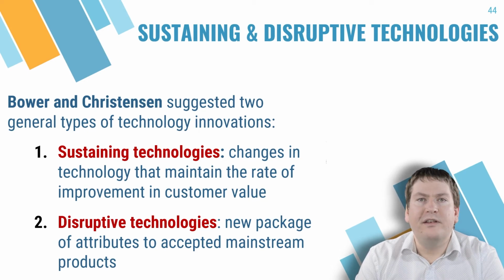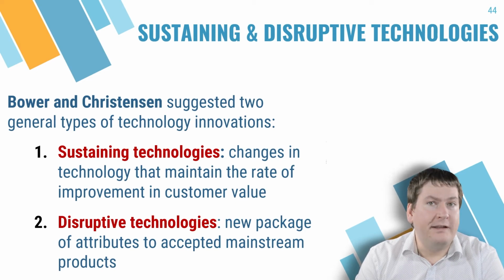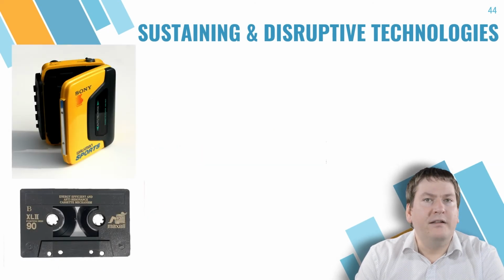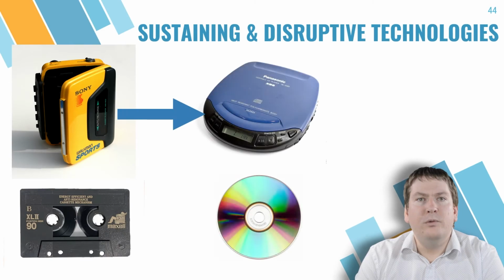Disruptive technologies add new attributes or features to accepted mainstream products. These are innovations that disrupt the industry or even create a new one by making the old technology obsolete or no longer appealing to customers. A good example of this is in how we listen to music, and how it's changed over the years. In the 80s, the main way to listen to music on the go was Walkmans, which played cassette tapes. These were quickly replaced by CD players in the 90s, which offered more songs and higher quality music.